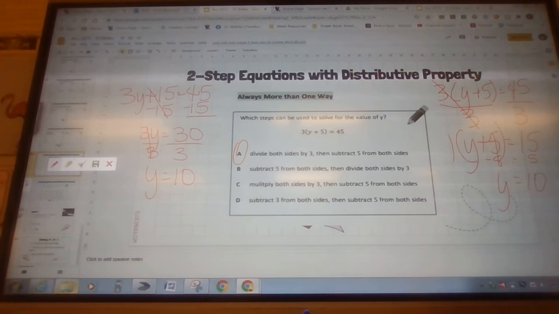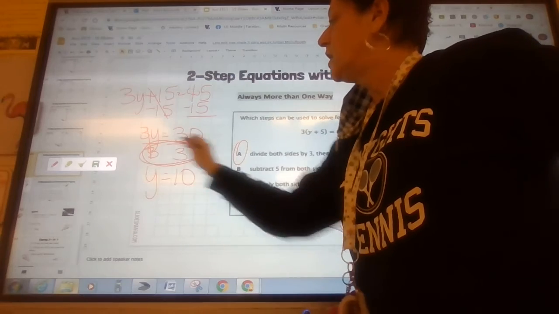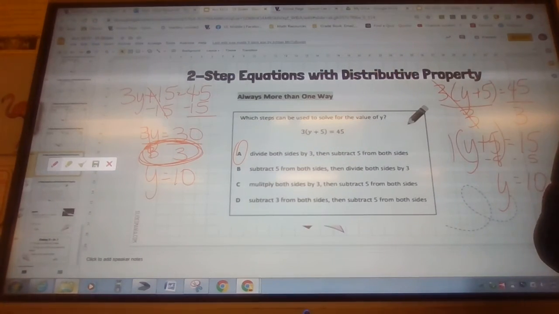So there's always more than one way. But you're doing the same thing. So it's A. It is A. You can divide both sides by 3, then subtract 5 from both sides, and you're going to get the same answer. What you're actually doing is this step right here first. You divided both sides by 3, didn't you?